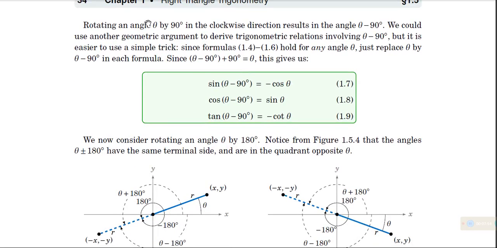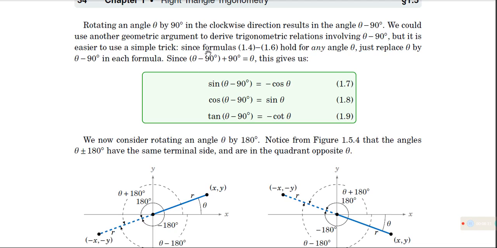So, rotating an angle by 90 degrees in the clockwise direction results in theta minus 90. When it is clockwise, unlike the earlier plus 90, which was counterclockwise, and counterclockwise angles are always positive. Now, we rotate with a clockwise motion. So, when it is clockwise, it is negative, we have theta minus 90 degrees.